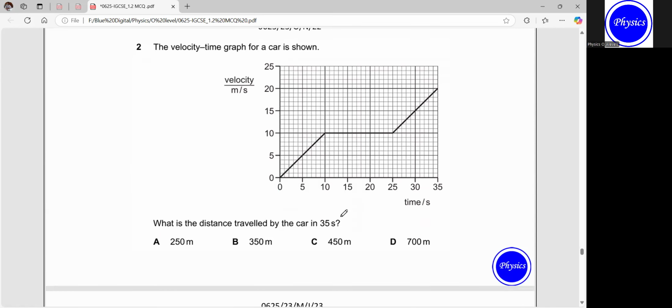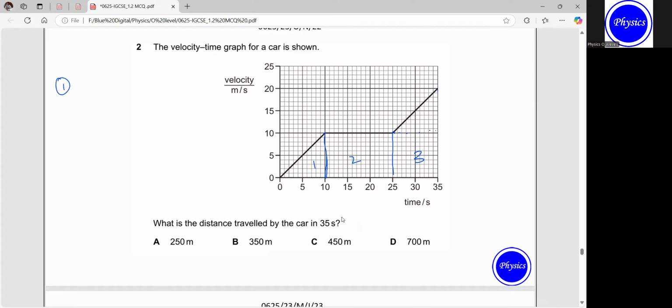Okay, the next one. The velocity time graph of a car is shown. What is the distance traveled by the car in 35 seconds? You have to split this region: the first one is a triangle, the next one is a rectangle, the last one is a trapezium. If you have forgotten the formula for trapezium, you can split it into a triangle and a rectangle also. Here I'm just going with 3 sections.